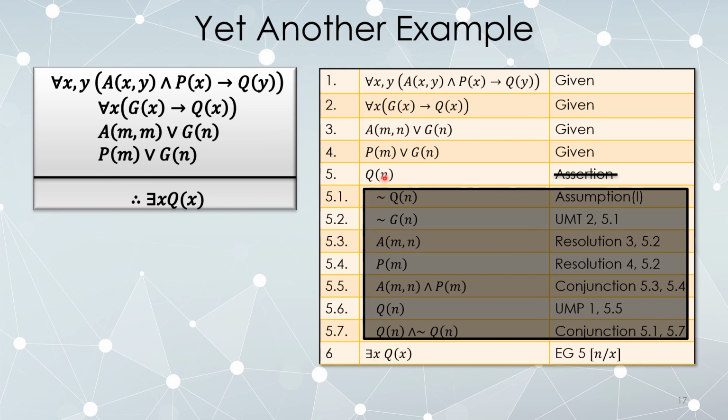Now, there is a version of this proof you could complete where rather than asserting q of n, you assert q of m. Why would you assert q of m? Because a of mm and p of m, since these two are the same, you could apply universal modus ponens and get out q of m. So there is a version you could do where you asserted q of m, and then you would have to justify that somehow.